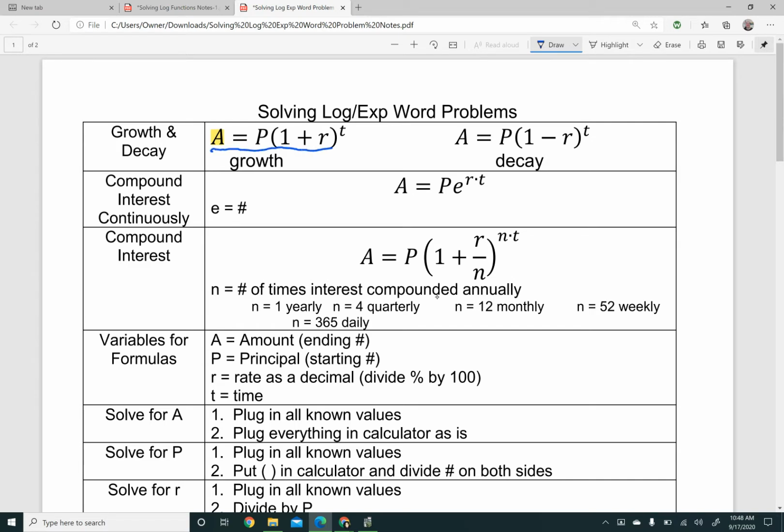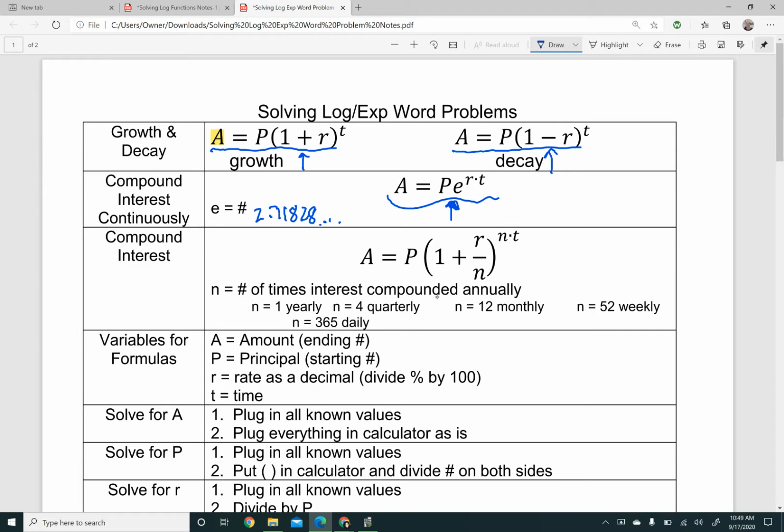So the plus sign means growth. And then A equals P times 1 minus R to the T, and the minus sign means decay. So this formula here is probably new to you. Anytime you see this E in here, this means compounded continuously. And E is basically just a number. We talked about it before. E is the number 2.71828... It's an irrational number.